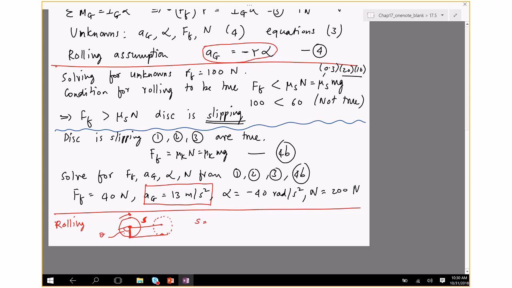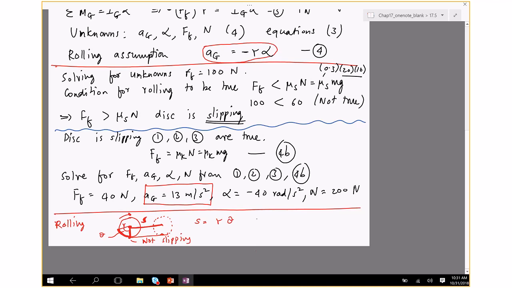But that's the same, since this point is not slipping, this arc length is the same as the distance covered. Because think of it, if you had put a string over here and you pull the string, then it would unwrap by this distance, and the distance moved by the block is going to be the same distance unraveled from the block. So s equals R times theta.